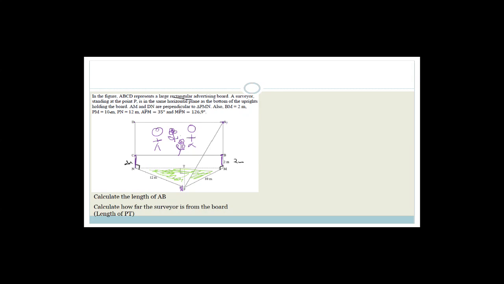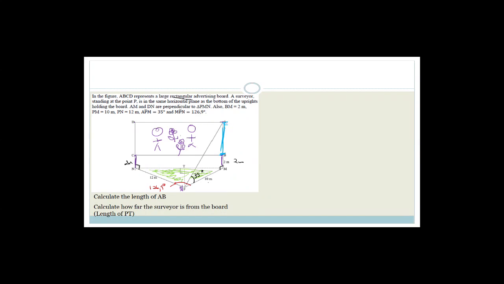PM is 10, BM is 2, PN is 12. Angle APM, the angle of elevation, is 35 degrees. But angle MPN, the angle on the ground, this angle here, is 126.9 degrees. And what do they want? They want the length of AB.